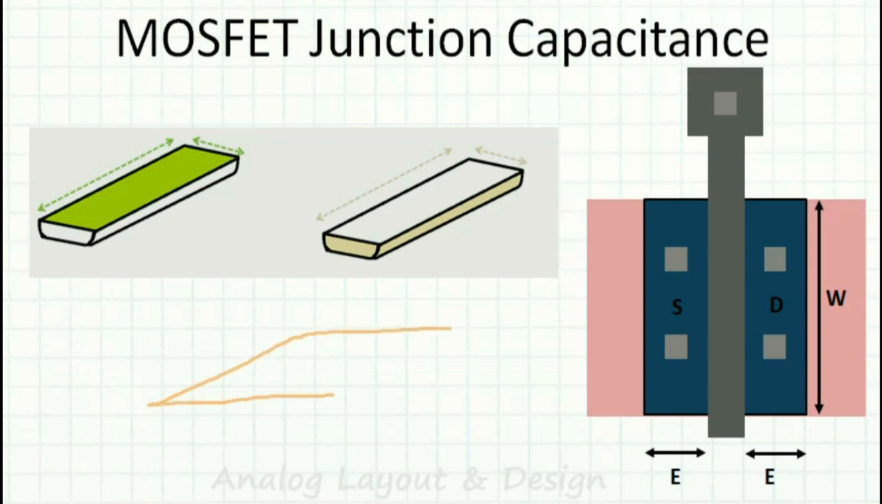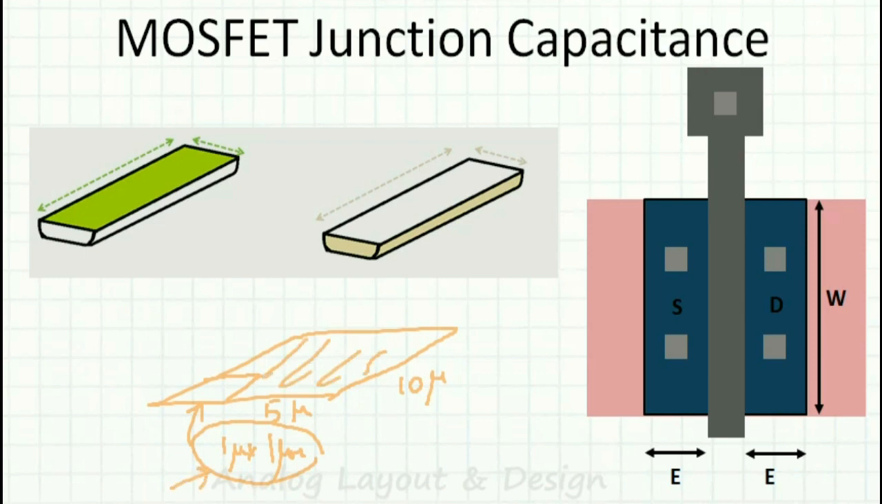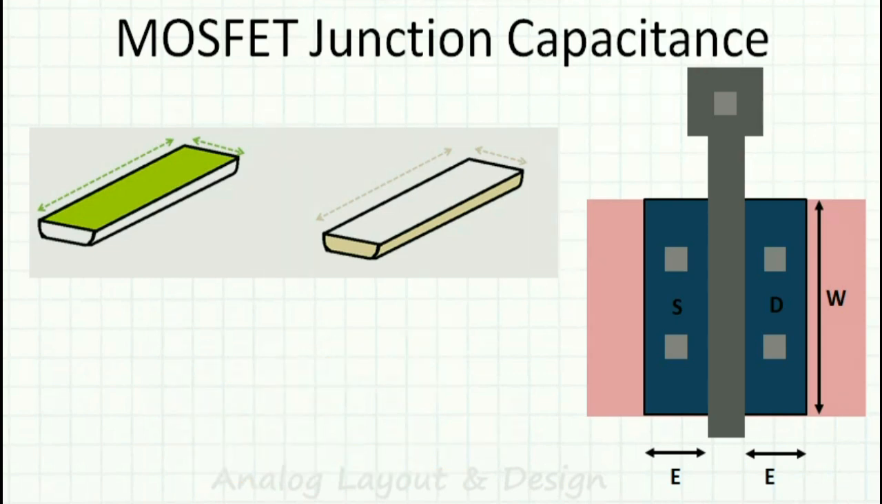We always know, if I know the unit capacitance, say for 1 micrometer by 1 micrometer, and I have to calculate for say 5 micrometer by 10 micrometer, what I do is take this capacitance and multiply with the area. So 10 micro by 5 micro is the area. I just multiply the unit capacitance with this, and I get the capacitance value. It is not on the top plate, it is at the bottom plate. The bottom plate has what is known as the junction capacitance.